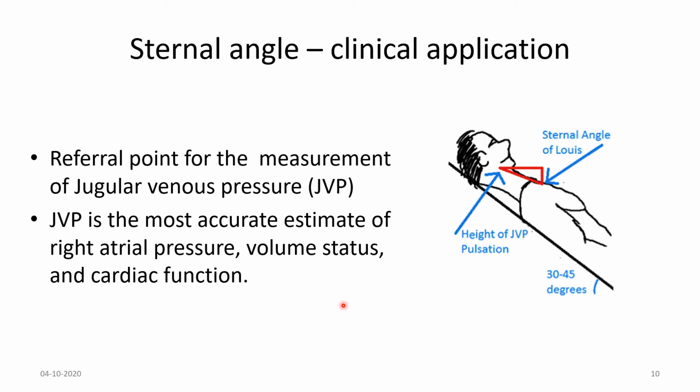Coming to the clinical application of the sternal angle, the sternal angle is the reference point for measurement of jugular venous pressure. The jugular venous pressure is the most accurate estimate of the right atrial pressure, the volume status, and cardiac function.